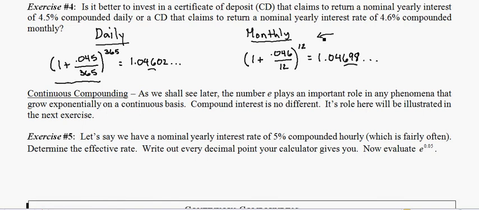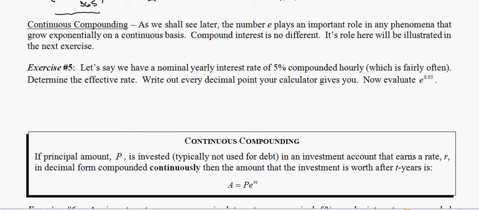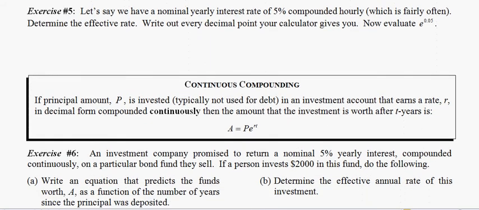I think you can tell pretty quickly, even though they're close, 4.602% versus 4.698%, the monthly wins. You might say that it's not enough to really care about, but that all depends on how much money you've invested. So if you're going to invest $1 million in a CD, you want to get every little bit you can. You want to get every little bit you can if you invest any money, but the more you invest, the more that little discrepancy in the decimal place makes a difference.